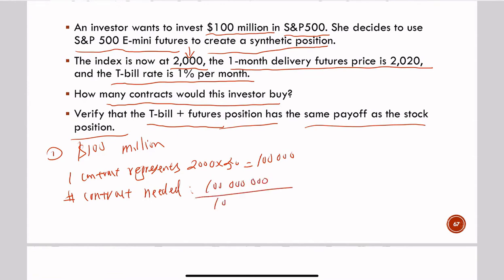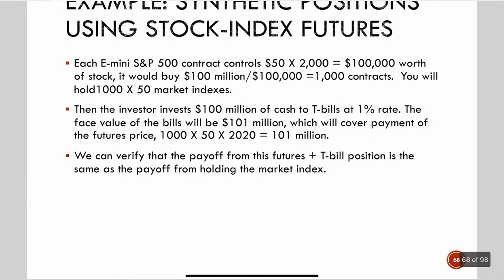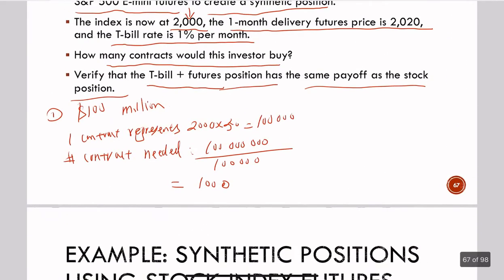Divided by the per contract value. So this gives us, I think it's 1000. It gives us 1000 contracts. Let me see if it's 1000 contracts. Yes. So you will buy 1000 contracts.